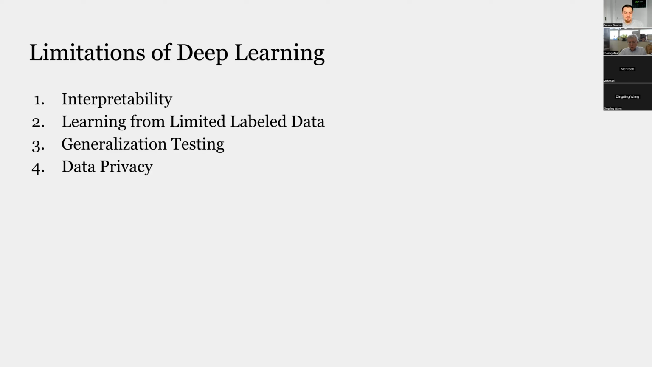Number 3, generalization testing. I think this is still just a massive problem in deep learning, that we really don't understand the failure cases and how they fail. And so for some of these critical COVID-19 applications, that could be super problematic, as with things like self-driving cars. We generally don't know how deep learning models fail.